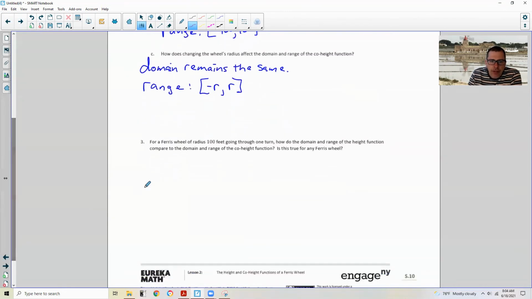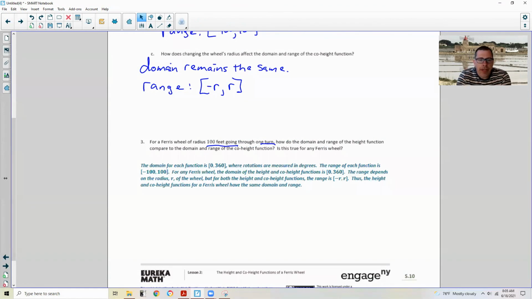Number 3 says, for a Ferris wheel of radius 100 feet, going through one turn, how do the domain and range of the height function compare to the domain and range of the height function? And is this true for any Ferris wheel? Okay, so the domain for each function is 0 to 360 inclusive. That never changes, where rotations are measured in degrees. The range of each function is negative 100 to 100, that's feet, for any Ferris wheel.